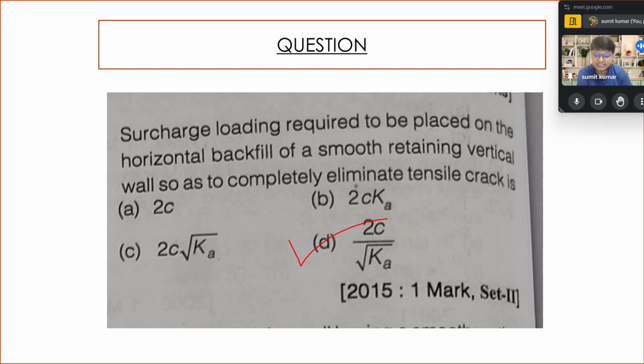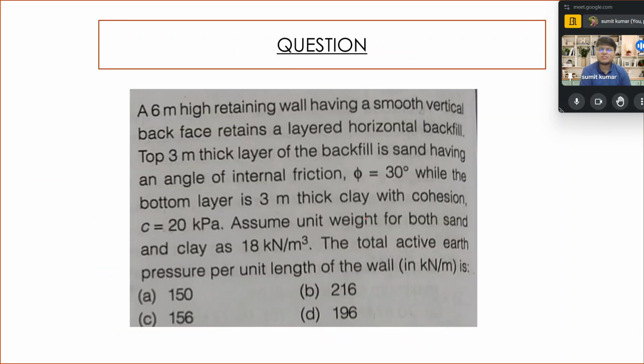This is one more question from the GATE examination. Now we are moving to the next problem. The problem says that a 6-meter high retaining wall having a smooth vertical backface retains a layered horizontal backfill. The top 3-meter thick layer of backfill is sand having angle of internal friction phi at 30 degree, while the bottom 3-meter thick layer is with cohesion C equal to 20. Assume unit weight of both sand and clay as 18 kilonewton per meter cube. Find the total active pressure per unit length of the wall.